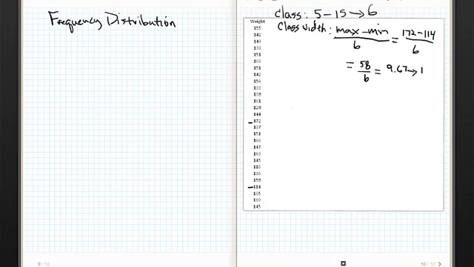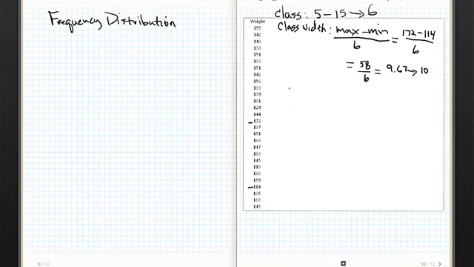I'm going to round this up to 10. Now, in so doing, I may actually lose one of my classes. I may only end up with 5, which is okay. Here we go. Now it gets really simple. I know that the width, think of it as the size of each one of my classes, is going to be 10 wide. They're all going to be the same width.